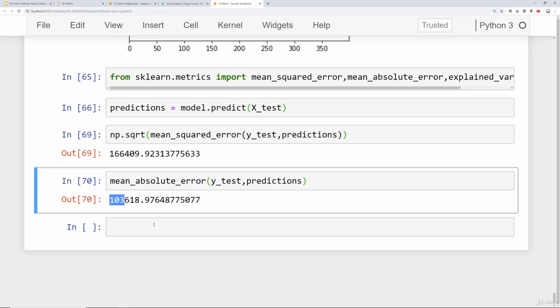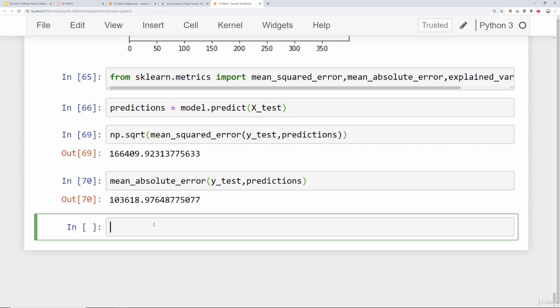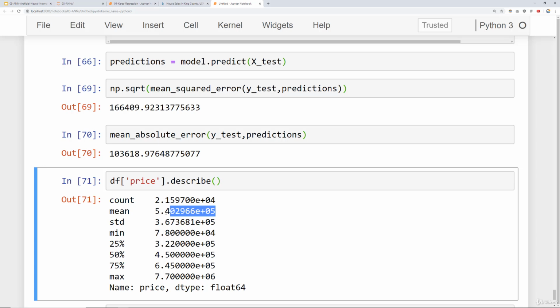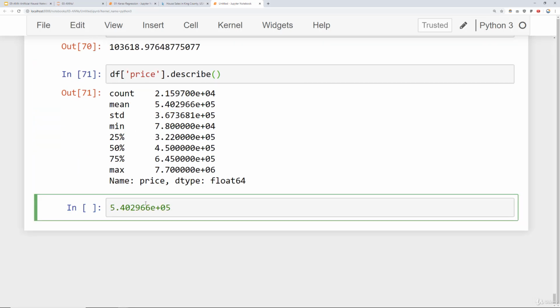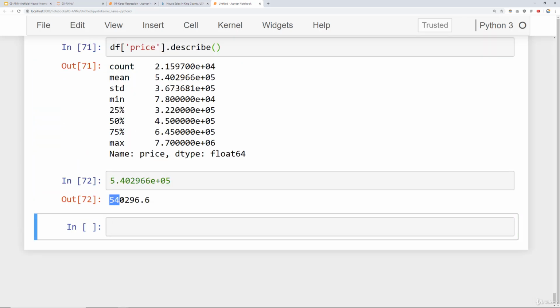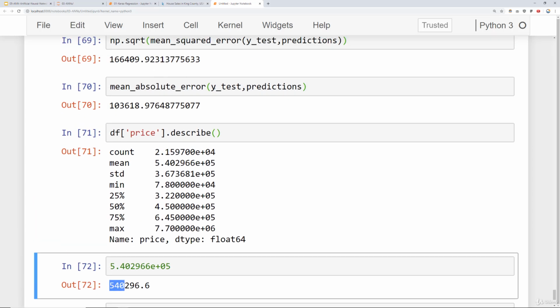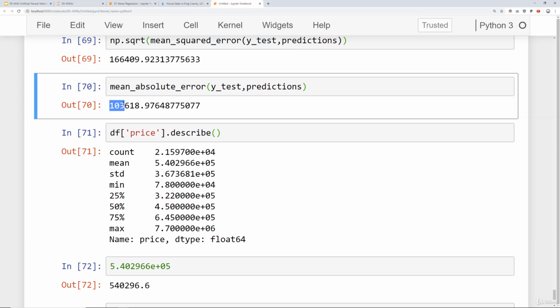Now, is that good or is that bad? Again, we have to take into account the actual data frame itself. So we take our price column off the original data frame, call describe on it, and see what kind of values we're actually dealing with. Recall that the mean looks like it's 5.4 times 10 to the 5. If we grab this and put it in here as a number, it'll report back that the average price of the house is around $540,000. In our case, our mean absolute error is about $100,000. So that's not really that great. We're off by around 20%. Not great, not horrible either.